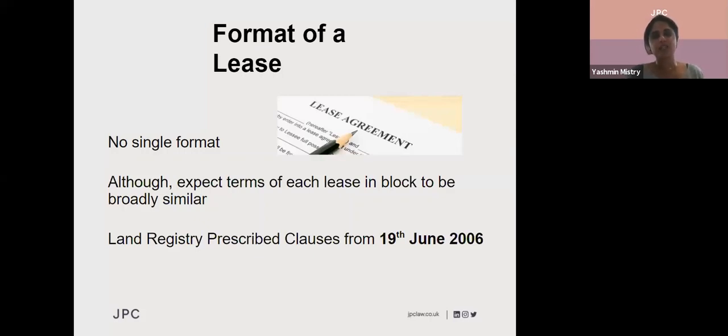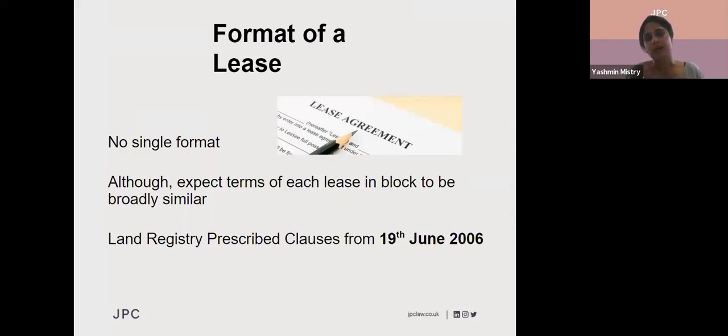The Land Registry did look into having one single format a little while ago now, but they decided it was simply not a feasible task to draw up one pro forma lease for all buildings that could be used across. In some ways it could have made life simpler, but then your life wouldn't be fun as property managers when you're dealing with questions on a day-to-day basis.